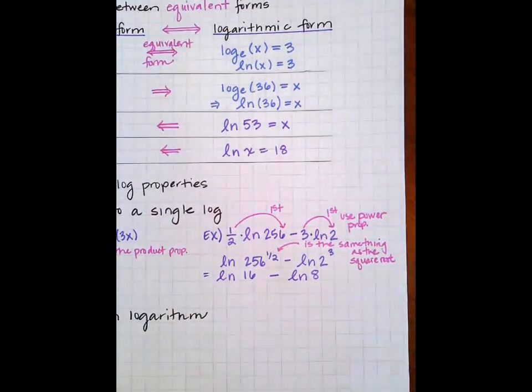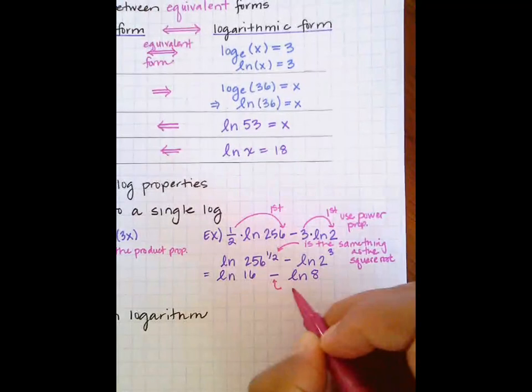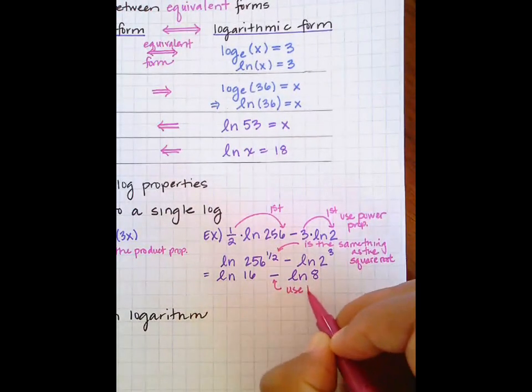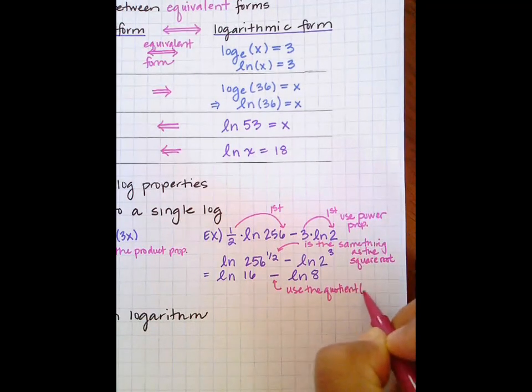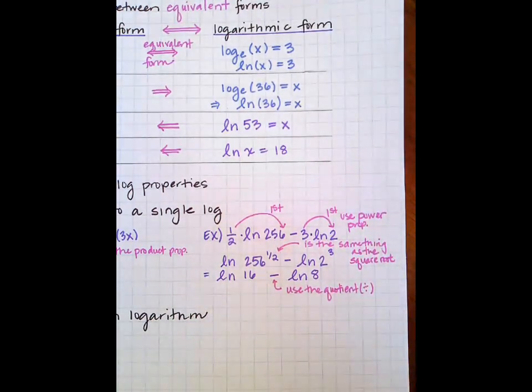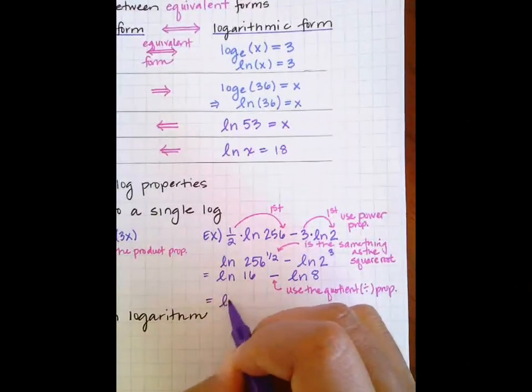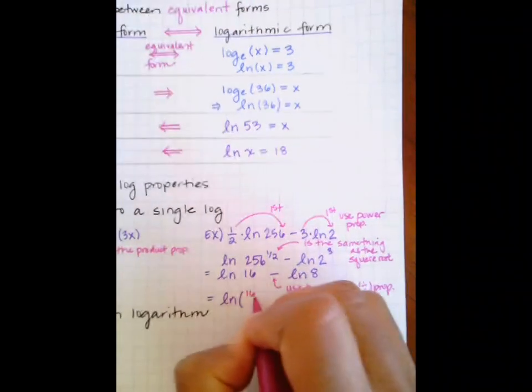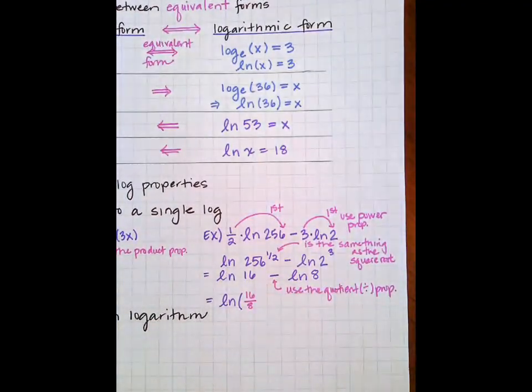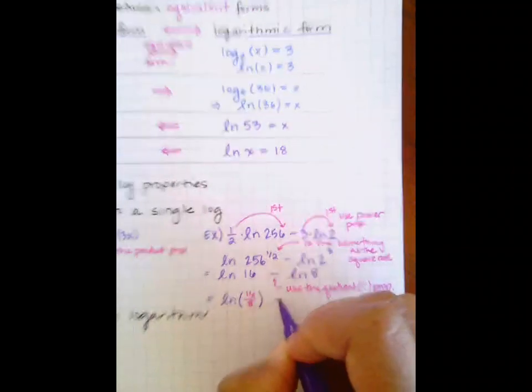And now when I see again this subtraction here, now I will use the quotient property of logs. Again, the quotient property of logs means to divide. The quotient property of logs means I will divide the arguments under one log. So this simplifies to the ln of, now it will be the 16 divided by the 8. And then I can close my parentheses and finally simplify.